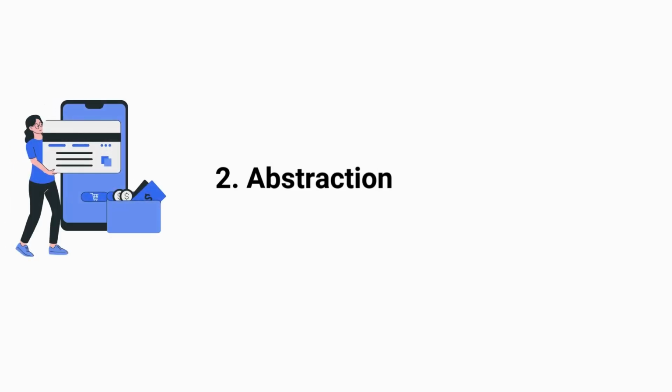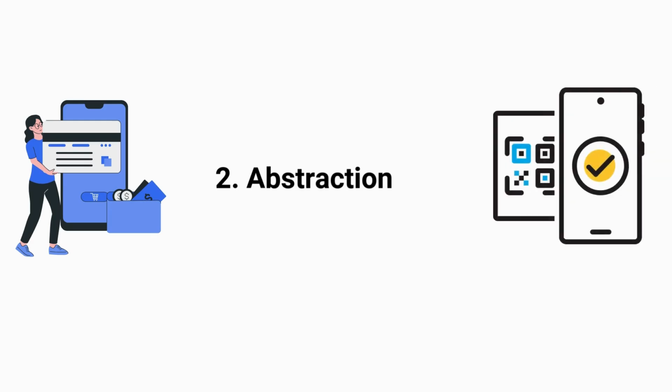Next, move on to abstraction. When designing payment systems, different methods like credit card or UPI have a common structure but behave differently. This is where abstraction helps.